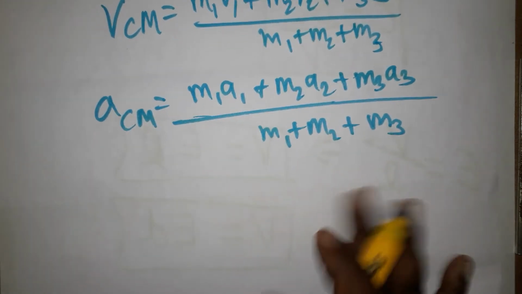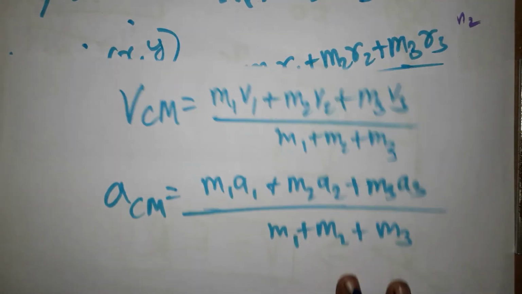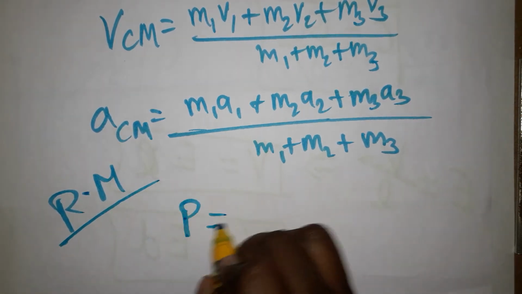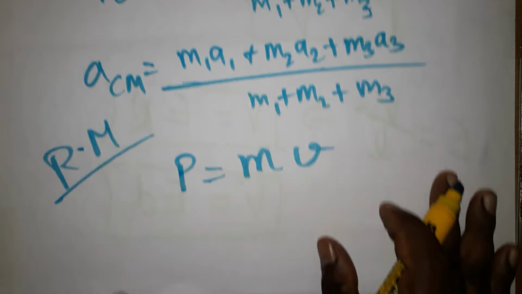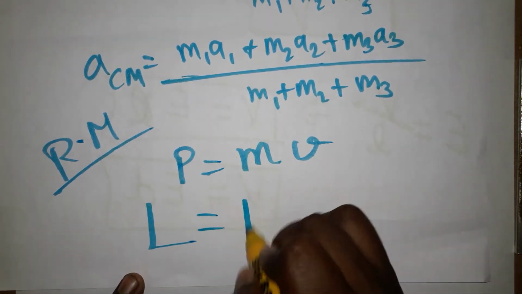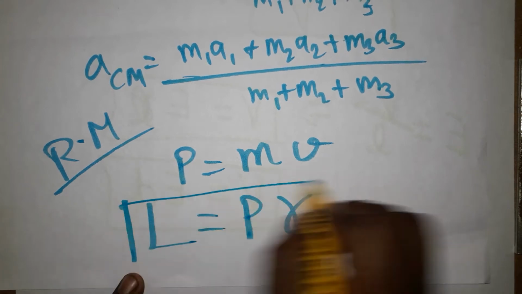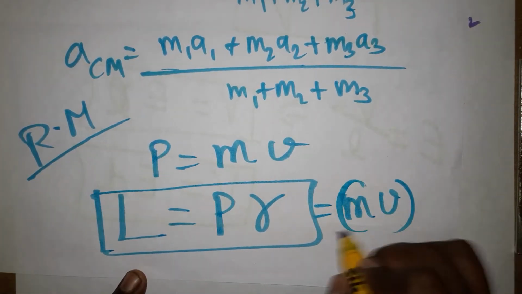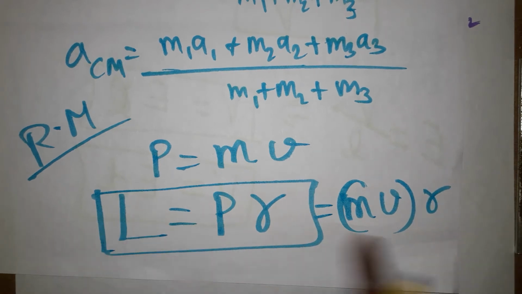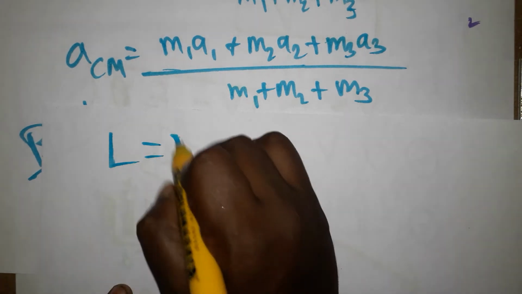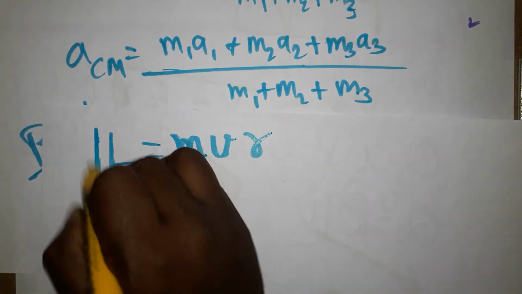The next thing is the formulas based on rotational motion. Linear momentum we already know is mass into velocity, mv. In rotational motion, angular momentum is linear momentum into radius: mass into velocity into radius. So L = mvr. Angular momentum, L = mvr, is one of the equations.